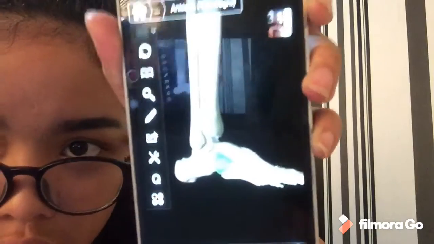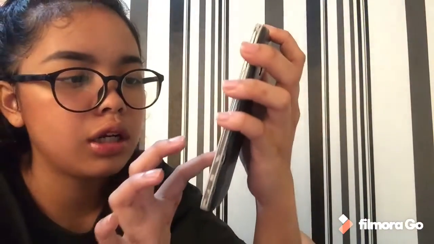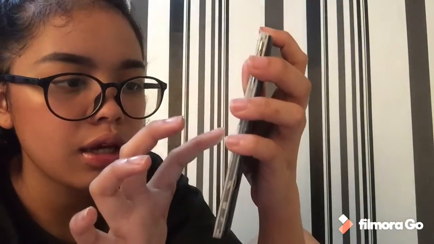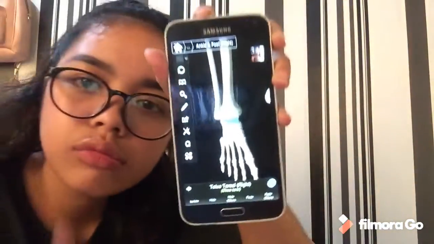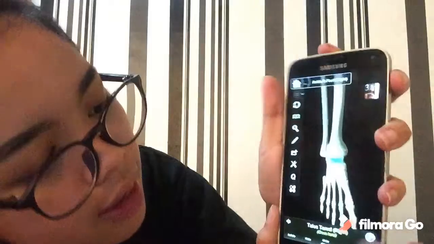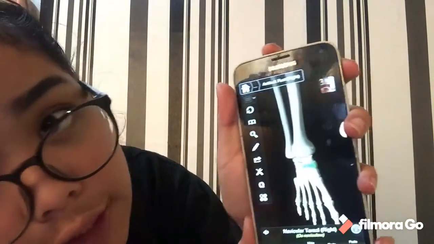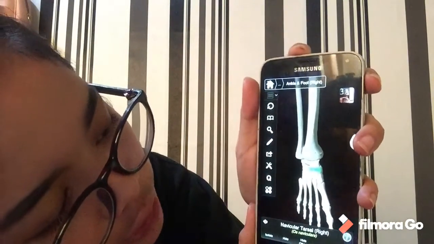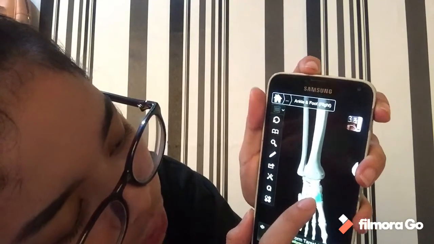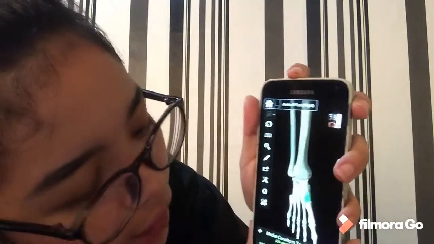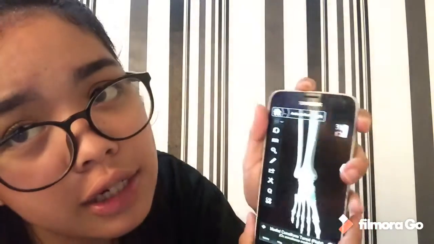The cuboid man. While the talus, and the navicular tarsal. The talus, the navicular tarsal, and the medial. The medial cuneiform tarsal.